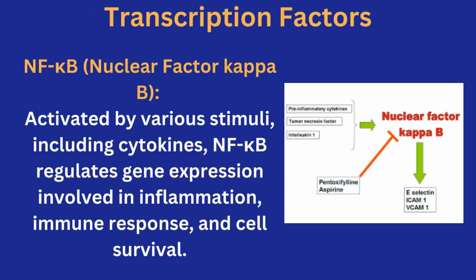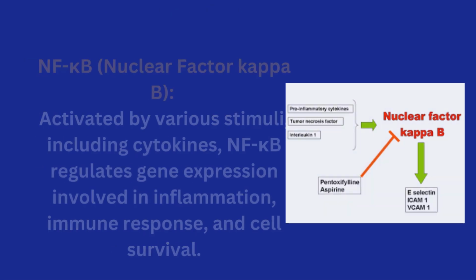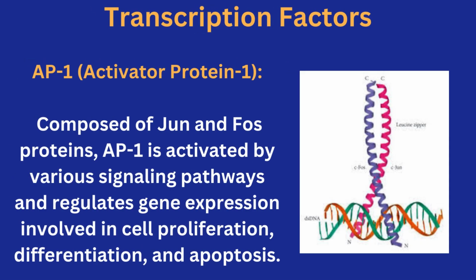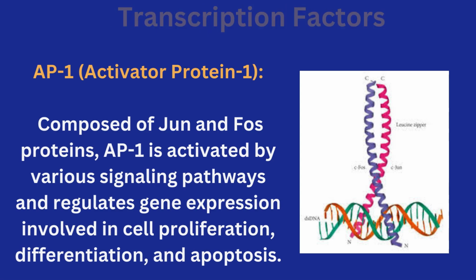NF-kappa B, nuclear factor kappa B. Activated by various stimuli, including cytokines, NF-kappa B regulates gene expression involved in inflammation, immune response, and cell survival. AP-1, activator protein 1. Composed of Jun and Fos proteins, AP-1 is activated by various signaling pathways and regulates gene expression involved in cell proliferation, differentiation, and apoptosis.